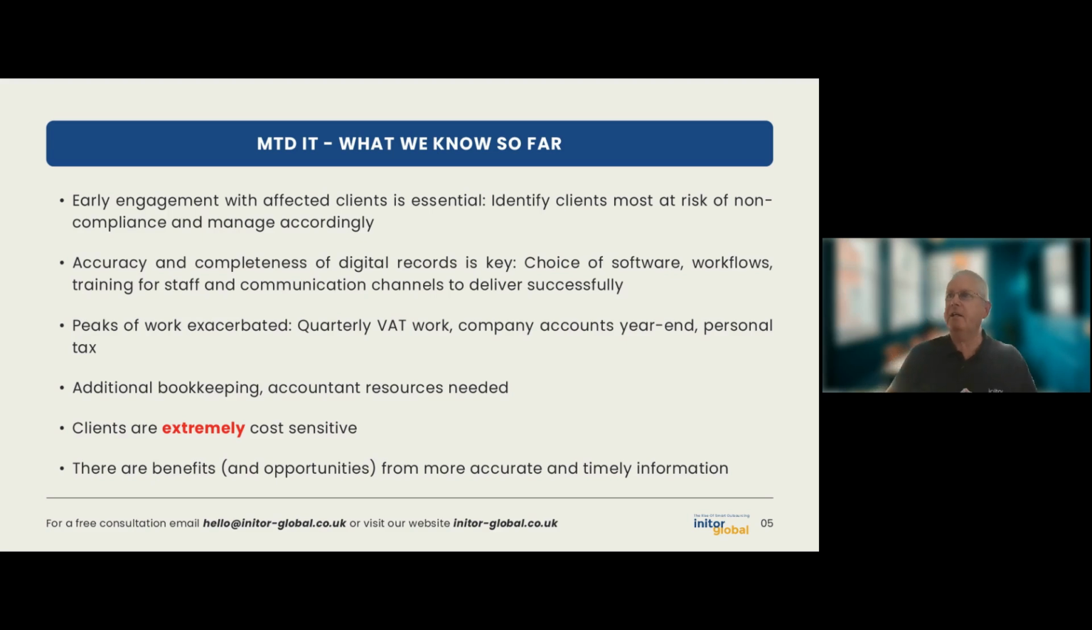The accuracy and completeness of digital records is key, and that means the right choice of software, introducing effective workflows and training for staff, and of course, delivering effective communication channels to make sure this work is actually delivered successfully. Incomplete data means delays in submitting quarterly information and the risk of penalties and fines. So the choice of commercial software in the market just now is pretty important to make sure that you can deliver that work effectively. And of course, in the background, peaks of work are going to be exacerbated going forward.